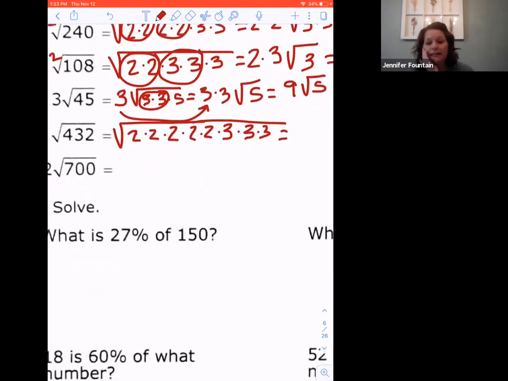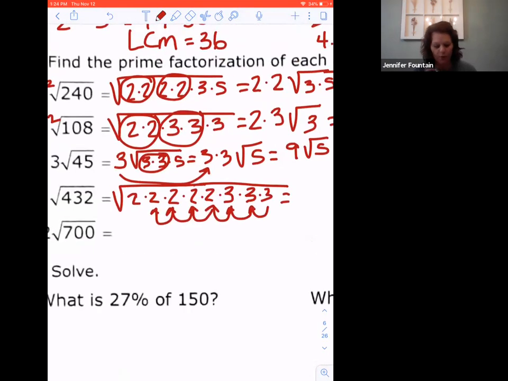Now, when I've got this many digits, I want to check it and make sure that I have the right numbers. So I'm going to say 3 times 3 is 9. 9 times 3 is 27. 27 times 2 is going to give me 54. 54 times 2 is 108. 108 times 2 is 216. 216 times 2 is 432. So see, I have too many 2s in here, don't I? I wrote an extra 2 down, so it's a good thing I checked it.